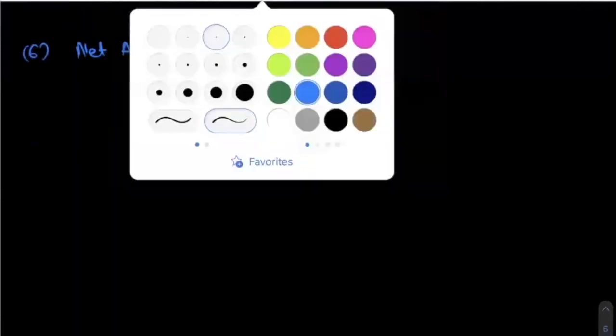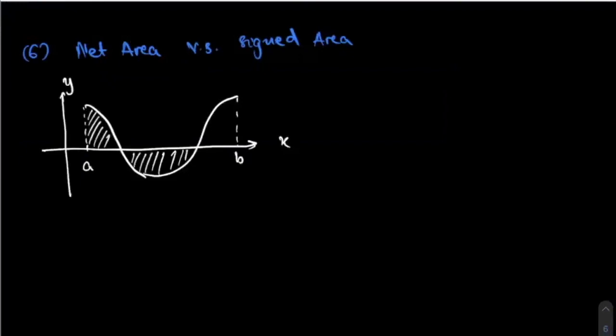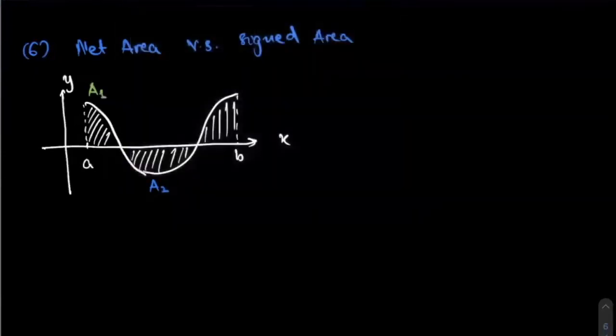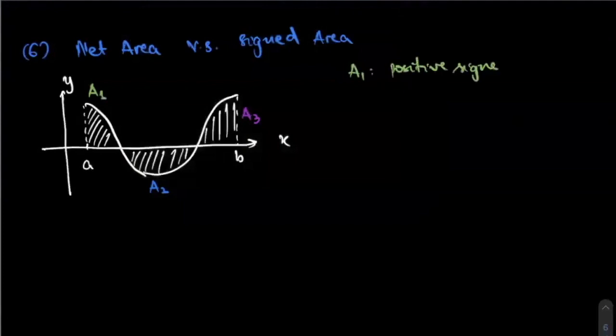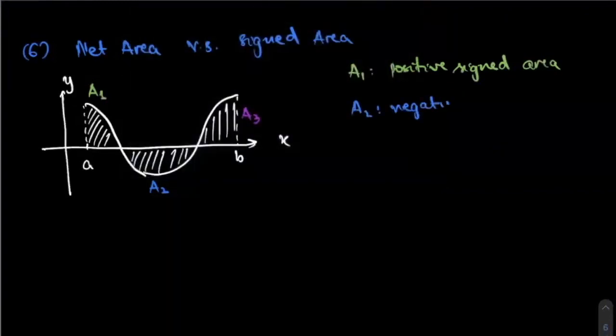So consider in this particular case, if you have this function, it's bounded between a and b, right? So these are the regions we want to evaluate the area of. I could say this is region A1, this is region A2, and this is region A3. Region A1 is a positive signed area because it's above the x-axis. So A1 is a positive signed area. But A2 is actually a negative signed area because the region is below the x-axis.